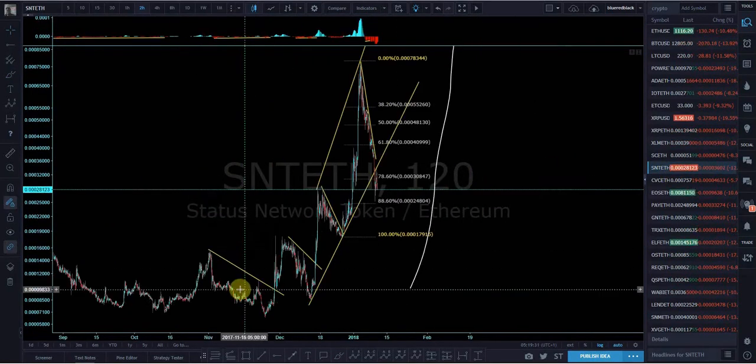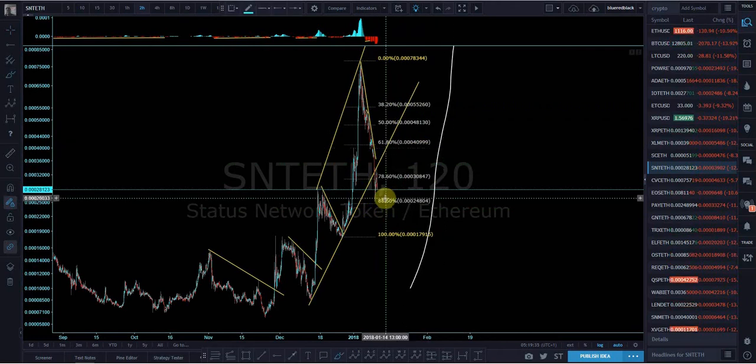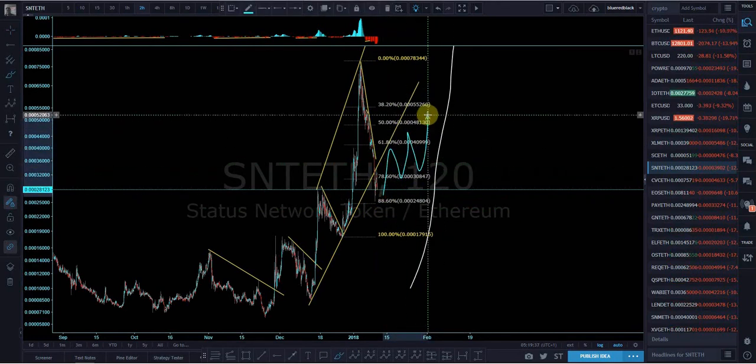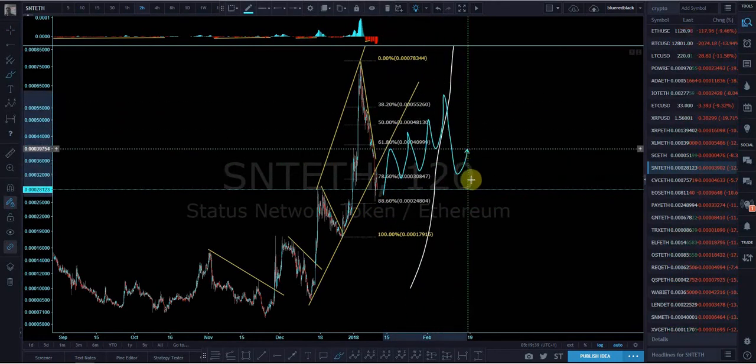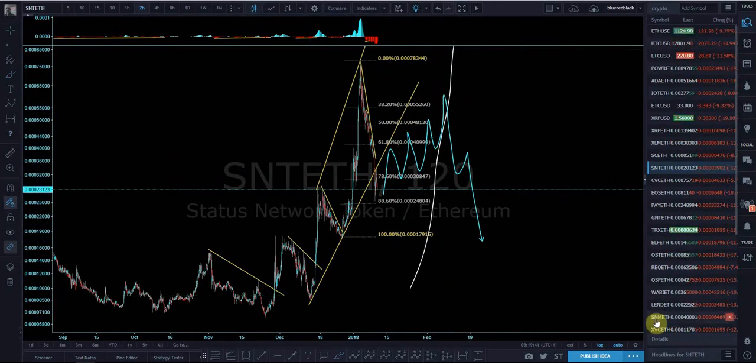Status, same thing. They all ramped up, and we're getting that deeper pullback now. So what's the chance that this could do something like that and then come down? That's definitely possible. Verge looked exactly like that, so we'll take a look at Verge.